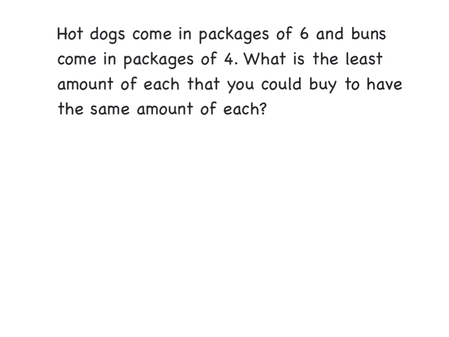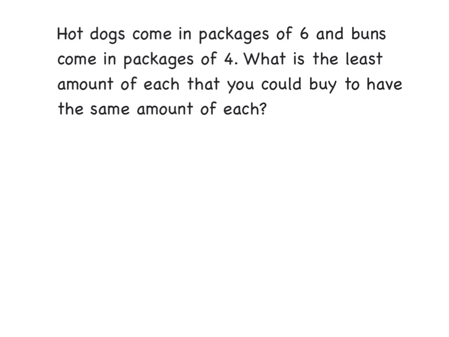This is the last question we're going to discuss. I want to discuss a word problem with you because least common multiples can be phrased in word problems. This one says, hot dogs come in packages of 6 and buns come in packages of 4. Don't you hate when they make foods that go together come in different size packages? It says, what's the least amount of each that you could buy to have the same amount of each? Well, that's kind of tricky, but what they're asking is, what's the least amount of packages I could buy so that I have the same amount of hot dogs and the same amount of hot dog buns? Because I want every hot dog to have a hot dog bun.